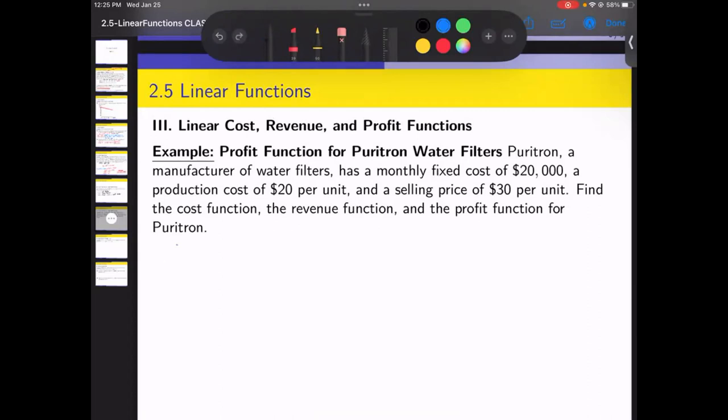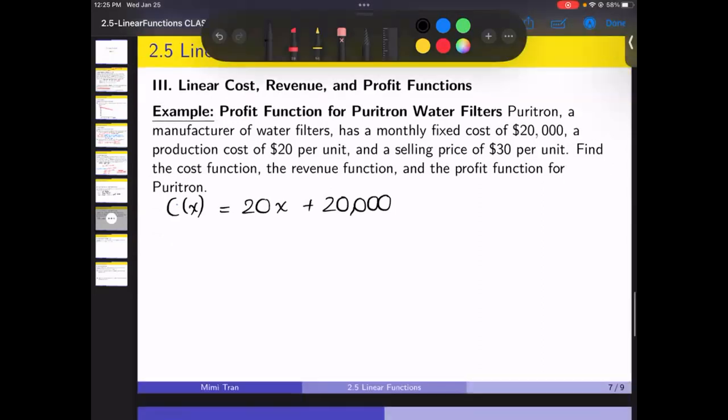Someone tell me what the cost function is. Very good, 20x plus 20,000. 20,000 is the fixed cost, plus the variable cost, which is $20 per filter. Someone else, the revenue function. You sell for $30 per unit, so it's 30x.